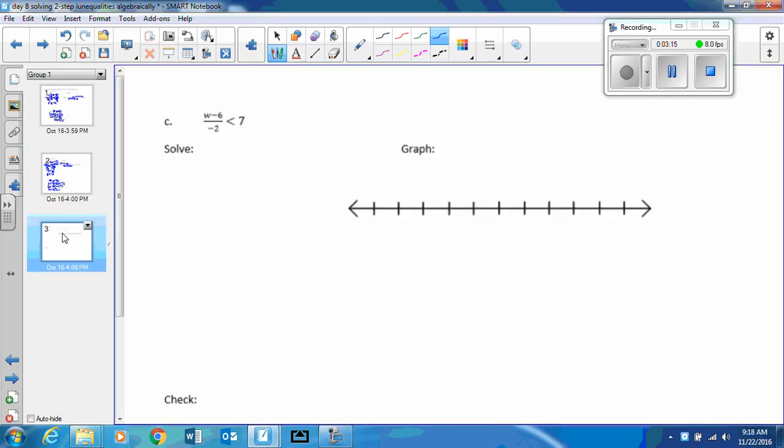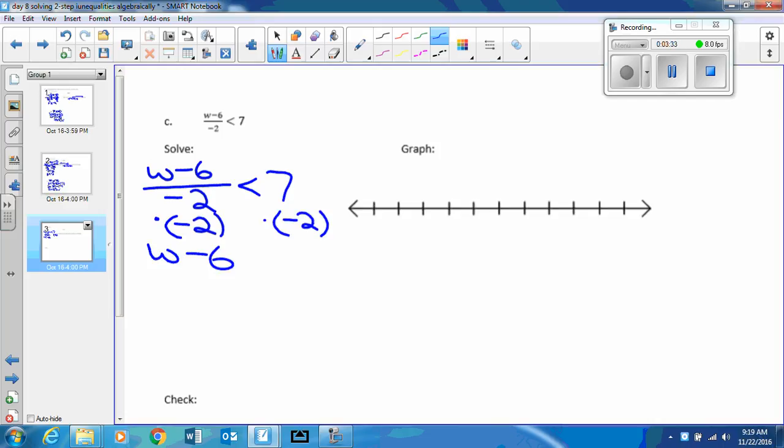Looking at our next example, w minus 6 all divided by negative 2 is less than 7. Because an entire side is being divided by negative 2, my first inverse would be to multiply by negative 2. On the left side, I have w minus 6. Because I multiplied by a negative, I have to reverse my inequality sign.